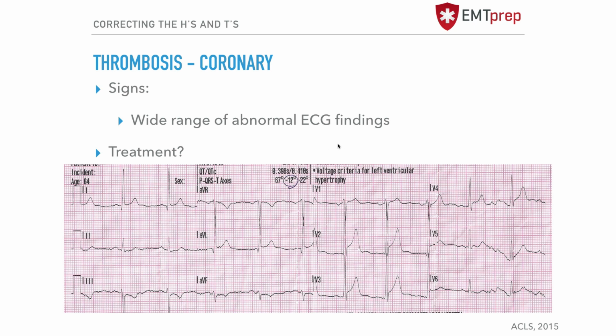Lots of things you'll see here with coronary thromboses, but treatment is going to be typically pain management, supportive oxygen, nitroglycerin if it's in your protocols, as well as providing aspirin as early on as possible.